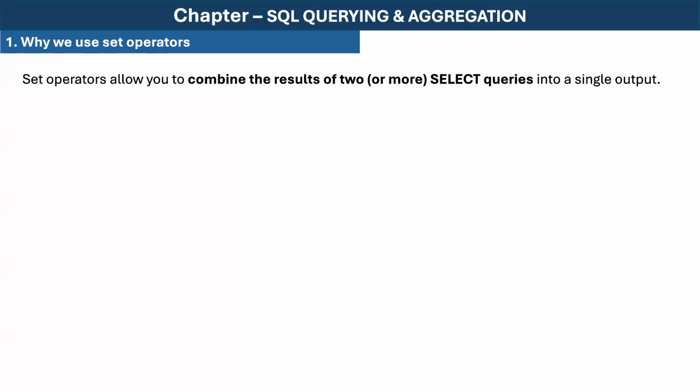Read it one more time. Set operators allow you to combine the results of 2 or more select queries into a single output. Do you agree or not? I just now showed you where the output is. Yes, sir. Agree, right?